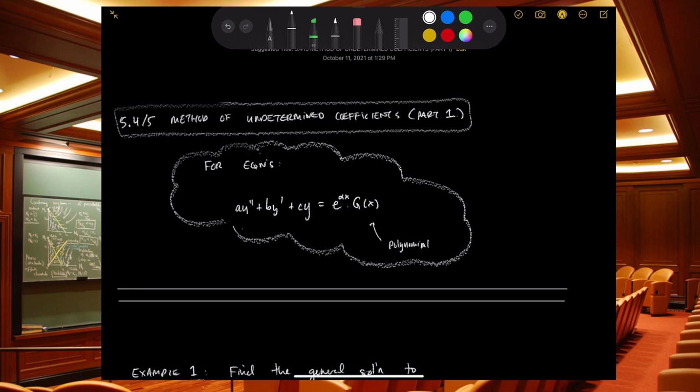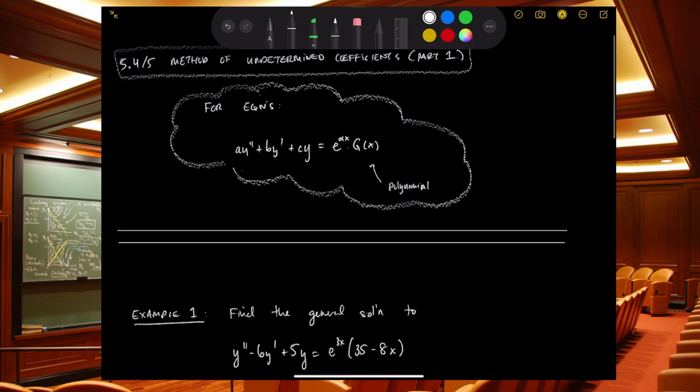All right, so today looking at a new method for tackling second order equations with constant coefficients. This is called the method of undetermined coefficients. And again, this is part one of a kind of two-part lecture. So we're going to specifically focus on functions that have this form.